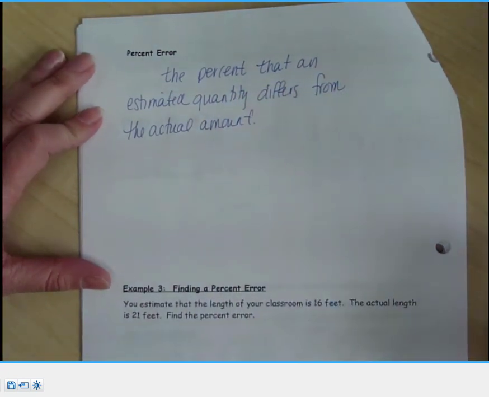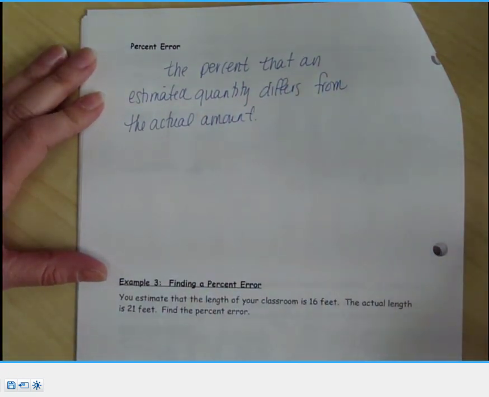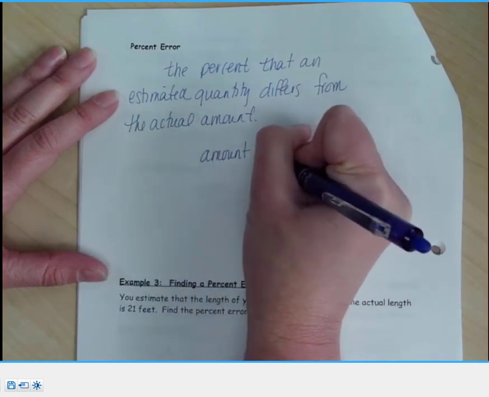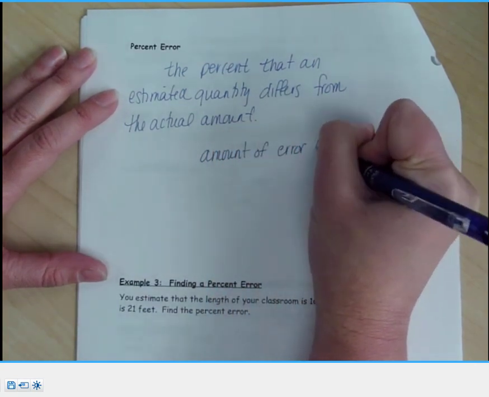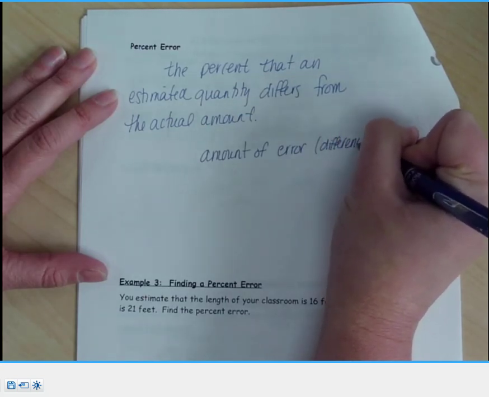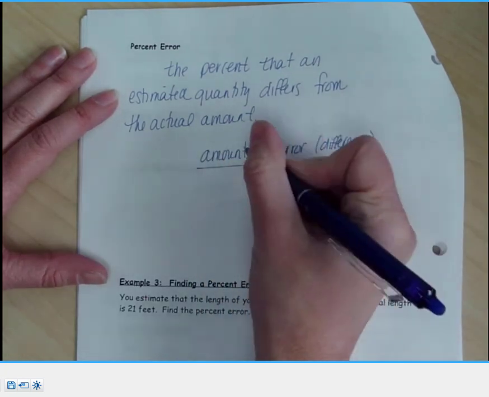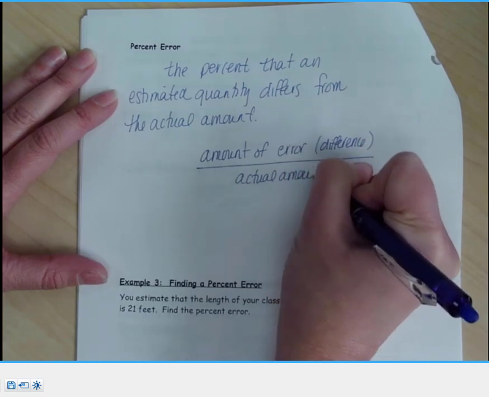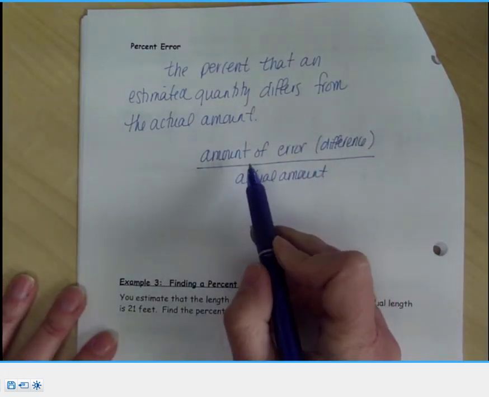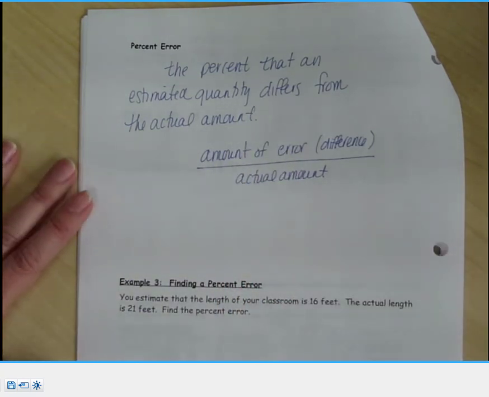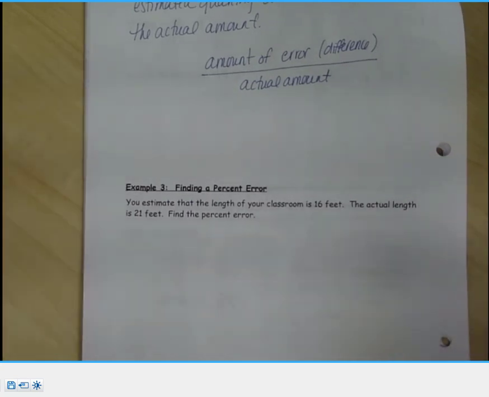The good thing here is that the way we figure percent of error is also the way we're going to figure out percent of change. So we're going to find the amount of the error, which is also the difference, and we're going to divide that by the actual amount. Okay, so we're going to take the estimated, subtract it from the actual amount, and then divide it by the actual amount. So what does this look like mathematically?